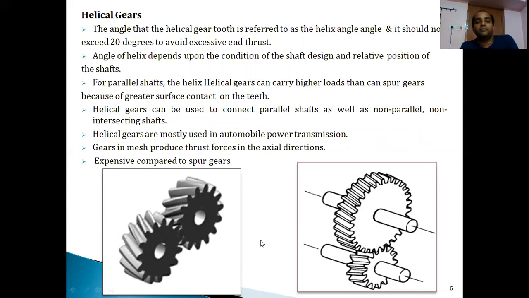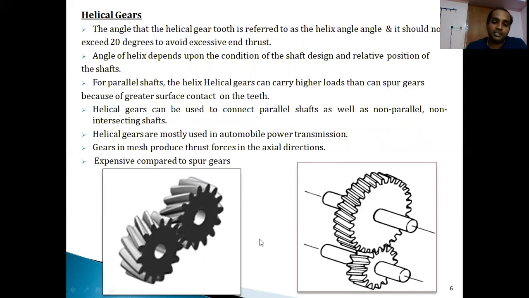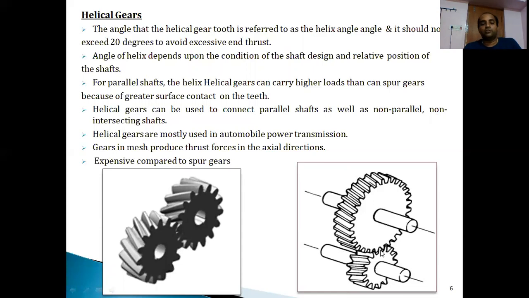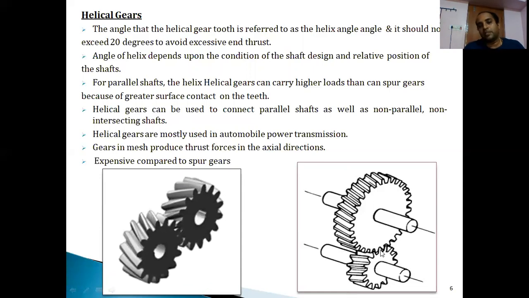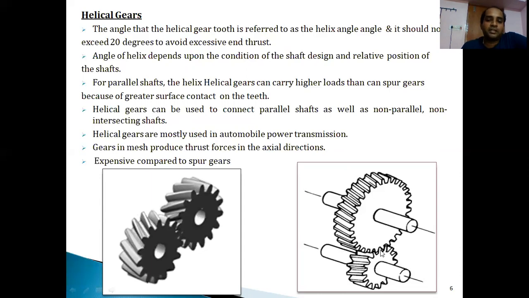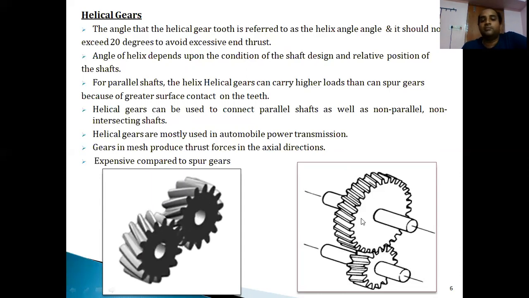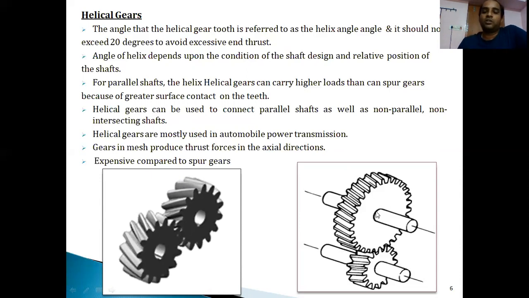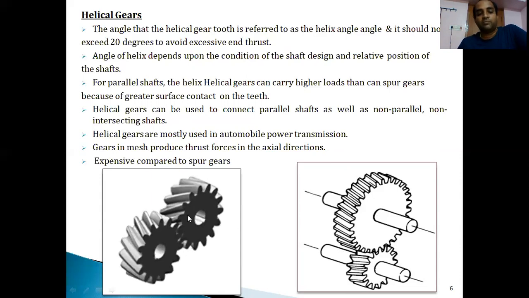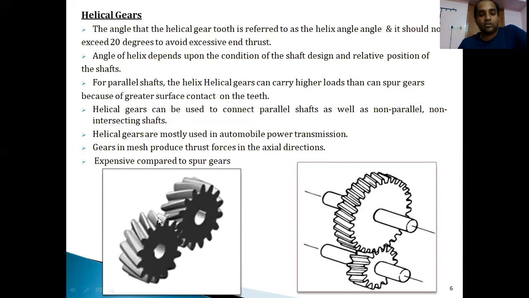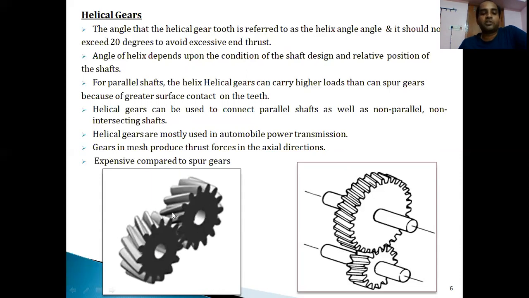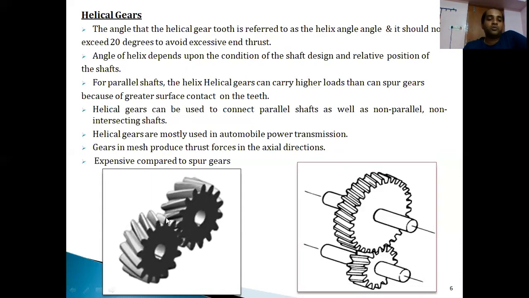If you are using parallel shafts, helix gears have the ability to carry more load in comparison to spur gears. If a vehicle is carrying a capacity of around 40 tons using spur gears, the helix gear can carry the same load up to around 60 tons, which means it has the capacity to carry more weight. Why? Because if you compare with spur gears, the contact surface of the teeth between the two gears is much larger.